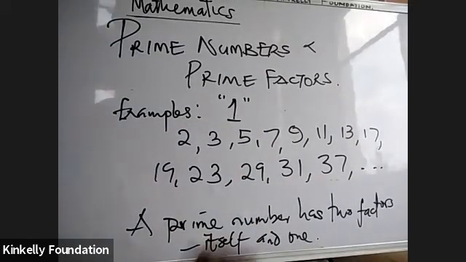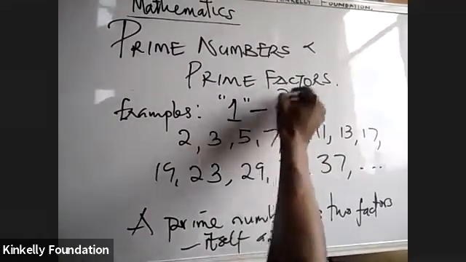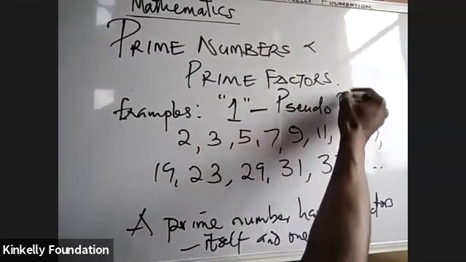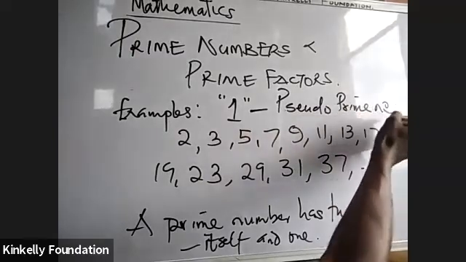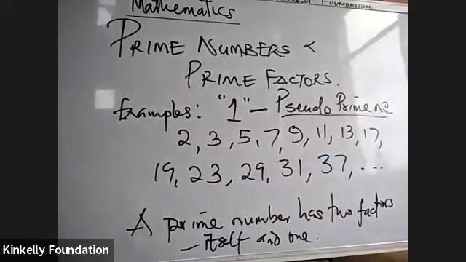Now, 1, is it a prime number? Some books will tell you that 1 is a prime number, and 1 is called a pseudo-prime number. What makes it a pseudo? It's just singular. It has nothing again except itself. That's why we say that one is a universal divisor. It divides every other number. Any number you can think of, one can divide that number, and it will still give you back that same number. So we call one a universal divisor, or it's also called a pseudo-prime number.